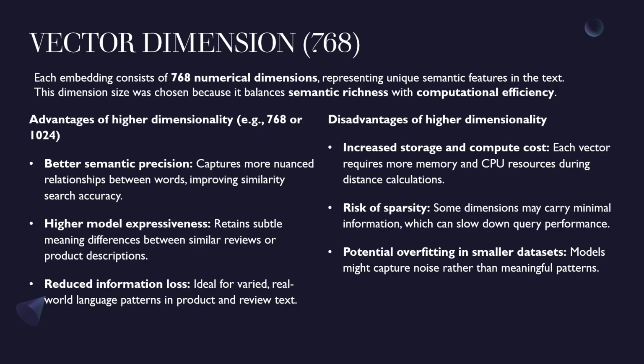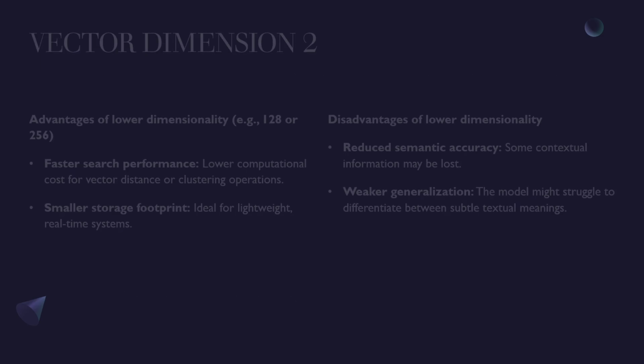But it also has some disadvantages, like increased storage and compute cost. Each vector requires more memory and CPU resources during distance calculations. So if we have constrained CPU resources, we might need to use fewer dimensions. Risk of sparsity: some dimensions may carry minimal information, which can slow down query performance, and potential overfitting in smaller datasets. Models might capture noise rather than meaningful patterns.